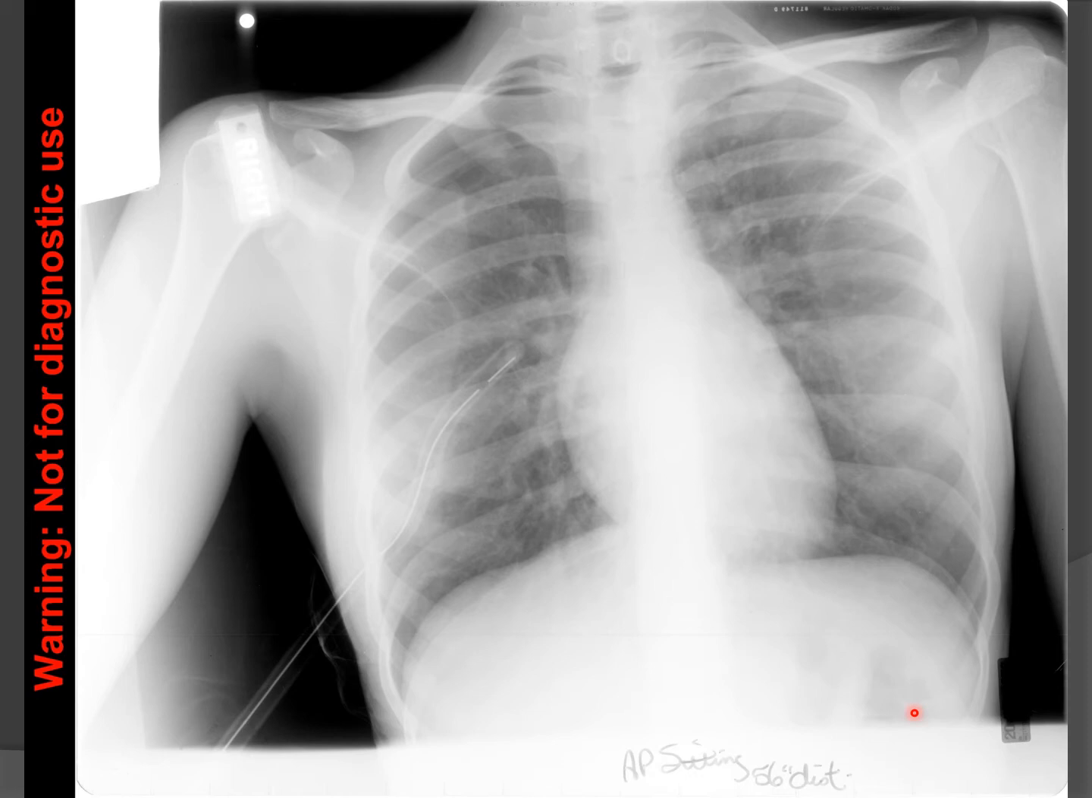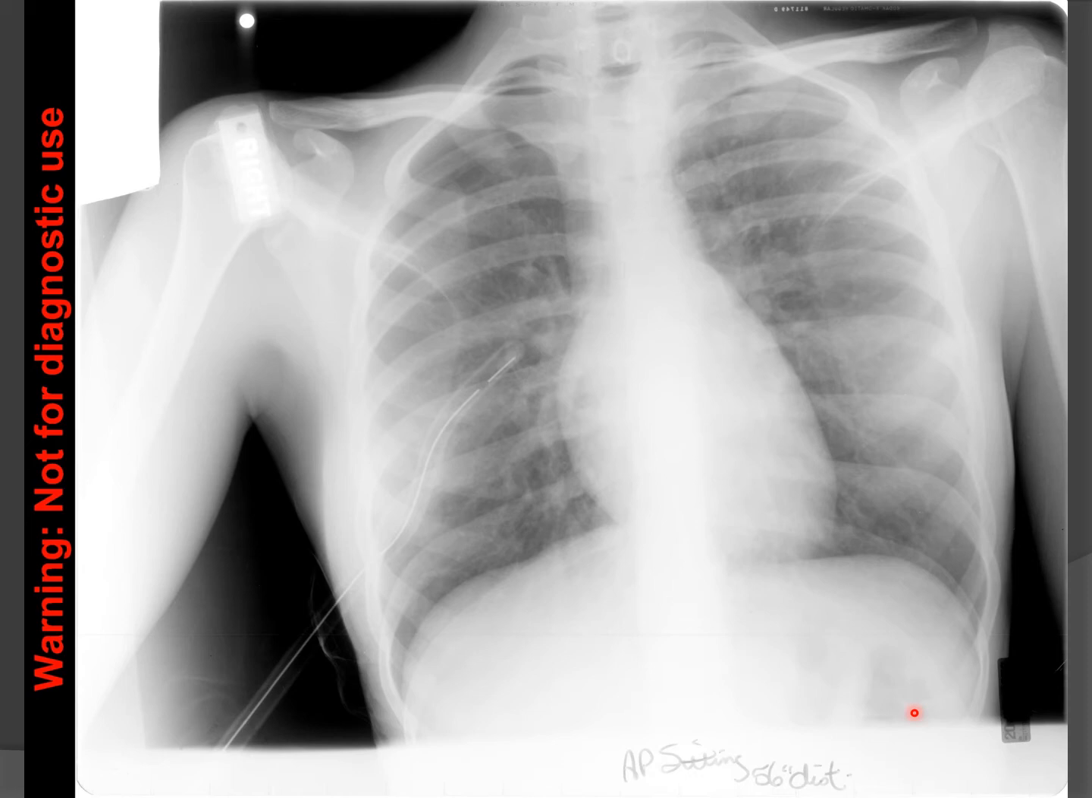Sitting. What does sitting matter? Well, we want our patients to be sitting upright whenever possible so that we can see air fluid levels within our chest x-ray. If a patient is laying down, those can be obscured. So sitting tells us the patient is upright and erect.